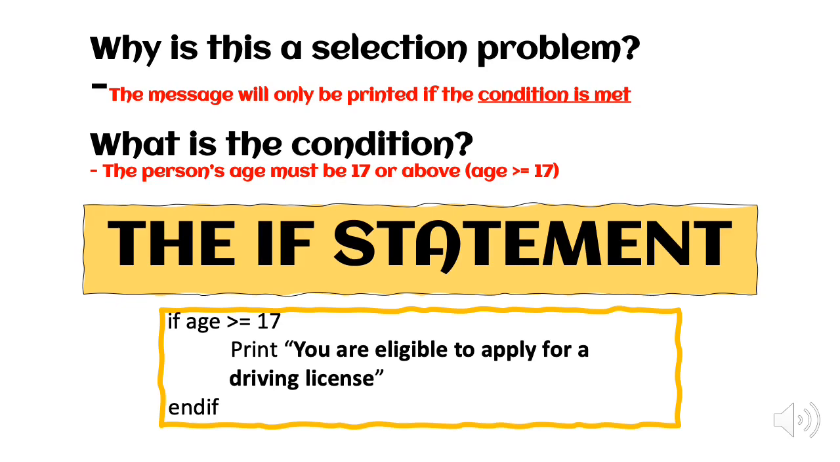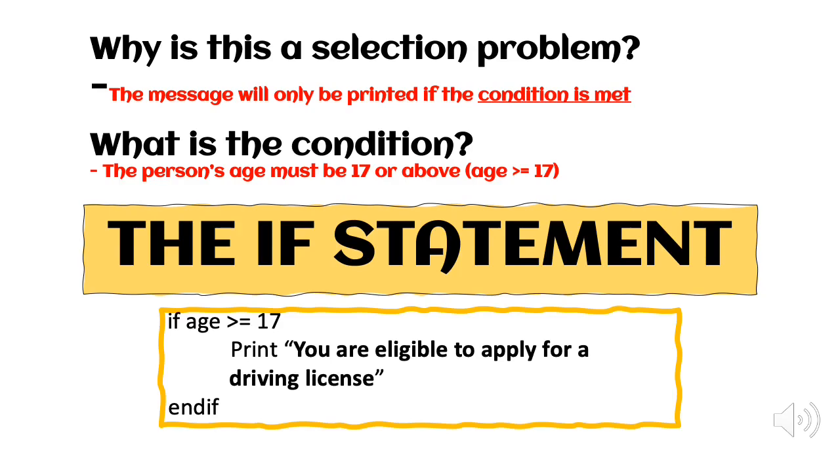So why is this a selection problem? That's because the message "you are eligible to apply for a driving license" will only be printed if the condition is met. So what is the condition? The person's age must be 17 or above. Or if we simplify, it becomes age more than or equal to 17. So only if the age is more than or equal to 17, which means the condition is met, then the message will appear. The message will be printed.